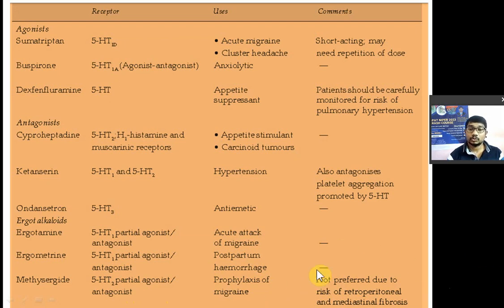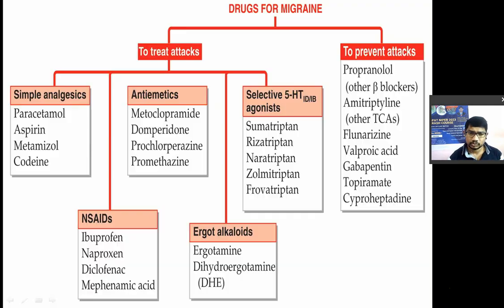So it is not preferred due to the risk of retroperitoneal and mediastinal fibrosis, which is its adverse effect. Drugs used in the treatment of migraine. First of all, you should know what is meant by migraine. Migraine is a condition where there is an intense throbbing headache. You will have a lot of pain in the head.